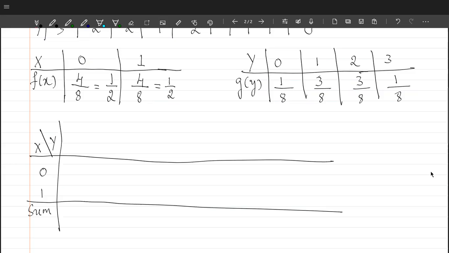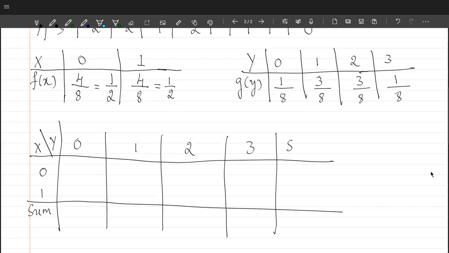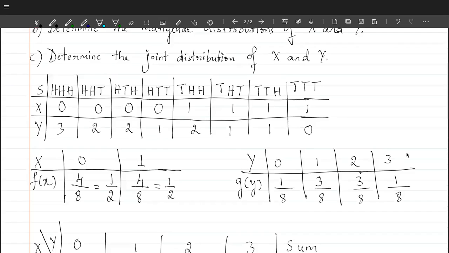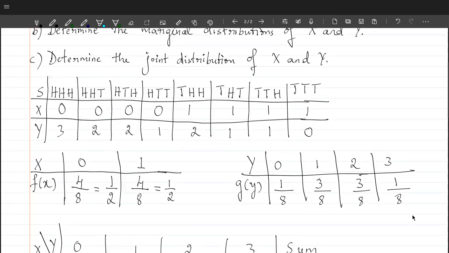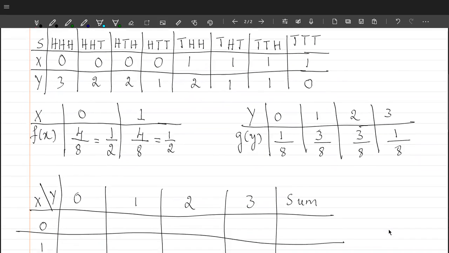And y takes which values here? 0. Then it takes the value 1. Then it takes the value 2. And the last value taken by y is 3. Here let's write the sum. So let's see the values which are possible, or the probabilities which we need to compute here.